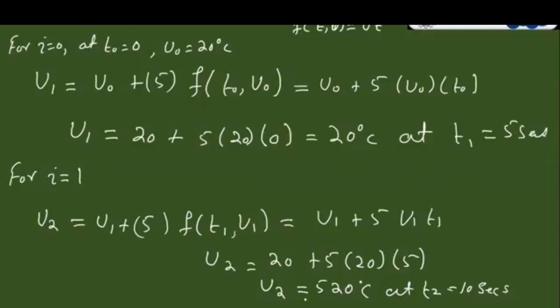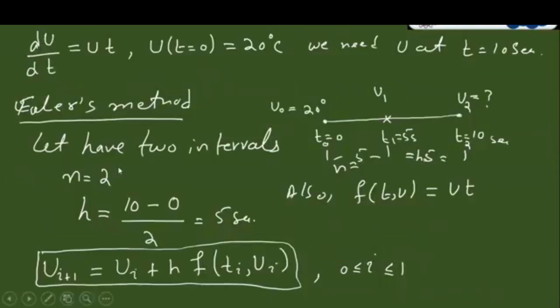So what we did by solving step by step is that we have managed to find the solution at 10 seconds. If you want much more accuracy in a solution, you can take a larger number of intervals. For example, if someone takes n equal to 4, in this case, he will have 4 intervals.